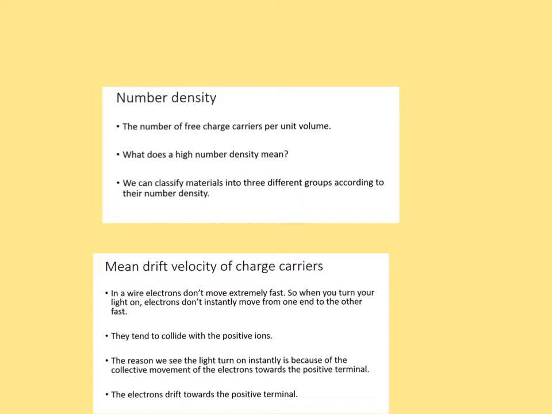So if we measure the number density of a metal, a semiconductor or an insulator, we'll notice a big difference. If you have a high number density in a specific metal, for example, it will mean that you have a high number of free charge carriers per unit volume. That makes it a better conductor, right? Because you have more free electrons or free ions to move per second. So we usually show this with the symbol N. And since it's the number of free charge carriers, number density is the number of free charge carriers.